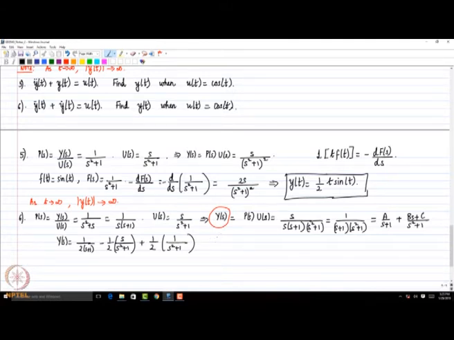But more importantly, the concept I am coming to is y of t. If you take the inverse Laplace transform, you are going to get 1 by 2 e power minus t, minus 1 by 2 cos t plus 1 by 2 sin t.